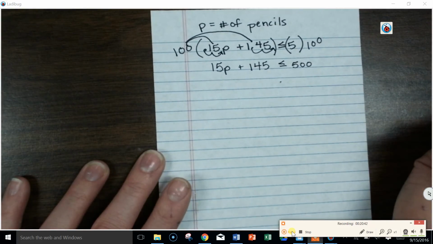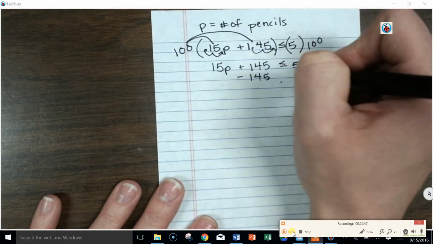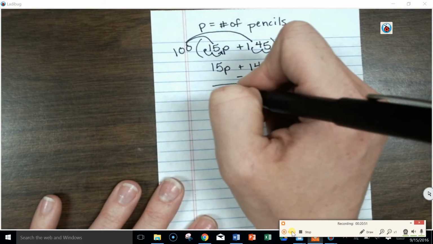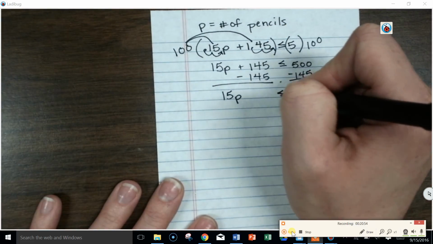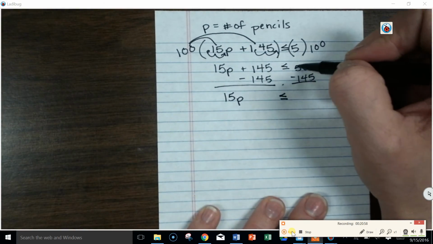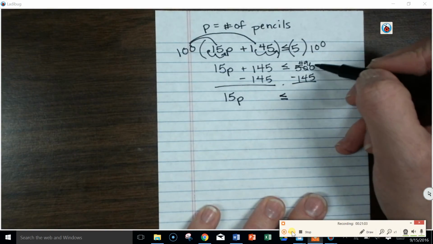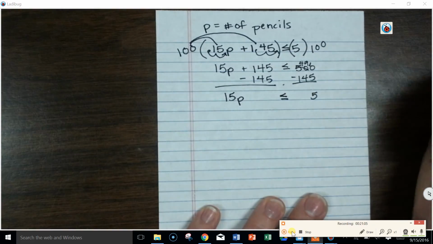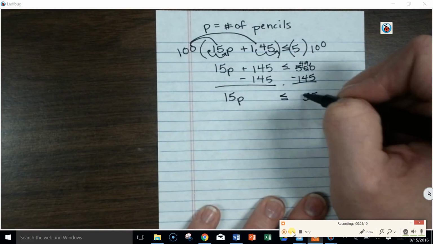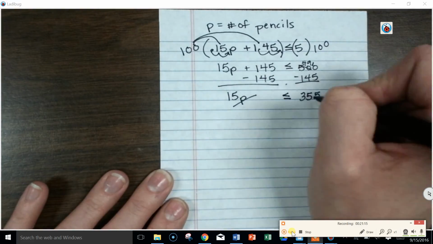Now it's like a regular equation, which is some rather large numbers, which is okay. Subtract 145 from both sides. Bring down the 15p. Keep the inequality symbol, and now subtract. So I can change this into a 49 and that into a 10 to help me subtract. So 10 minus 5 is 5. 9 minus 4 is 5. 4 minus 1 is 3. And then I need to divide both sides by 15.